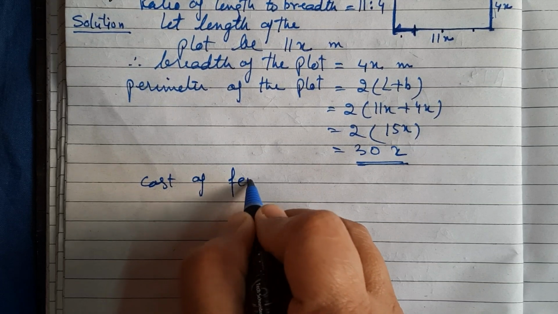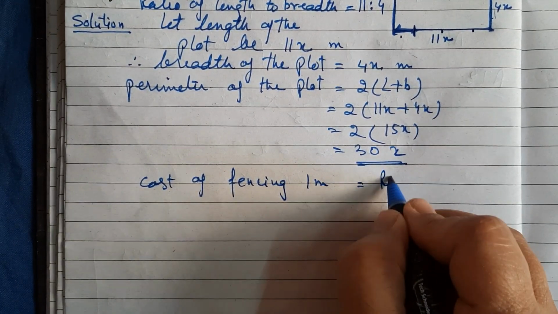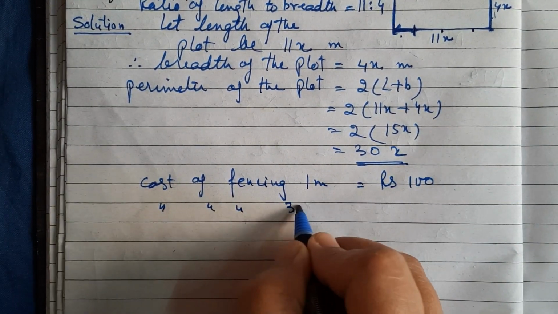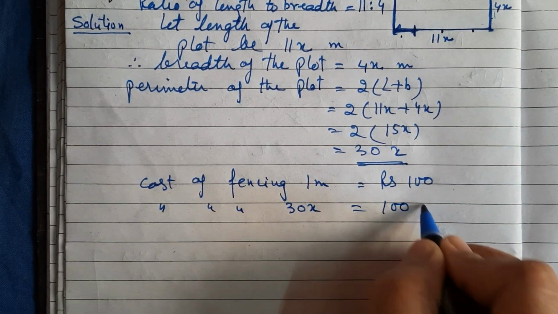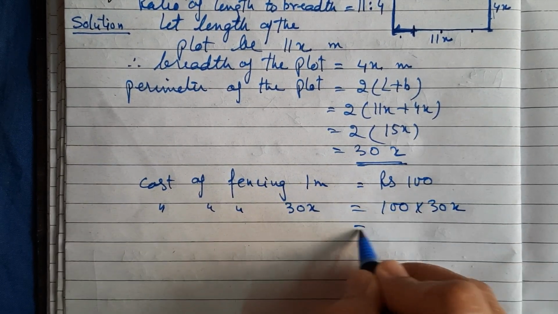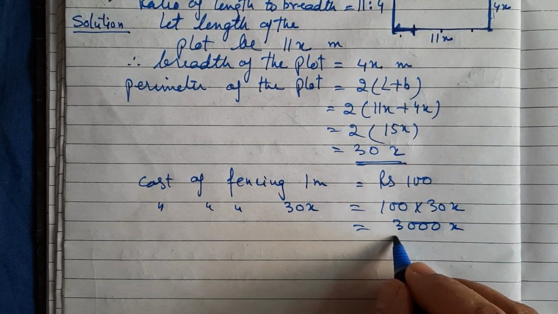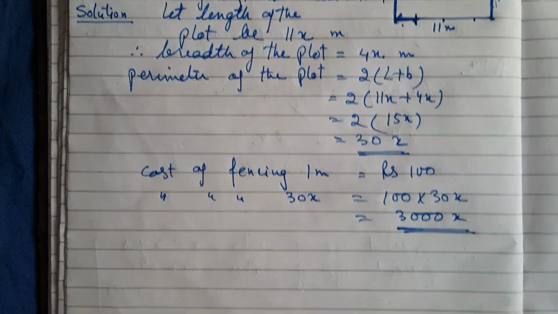Cost of fencing: 1 meter is equal to rupees 100. Cost of fencing 30x is equal to 100 into 30x, which means 3000x. So this is the total cost of fencing.